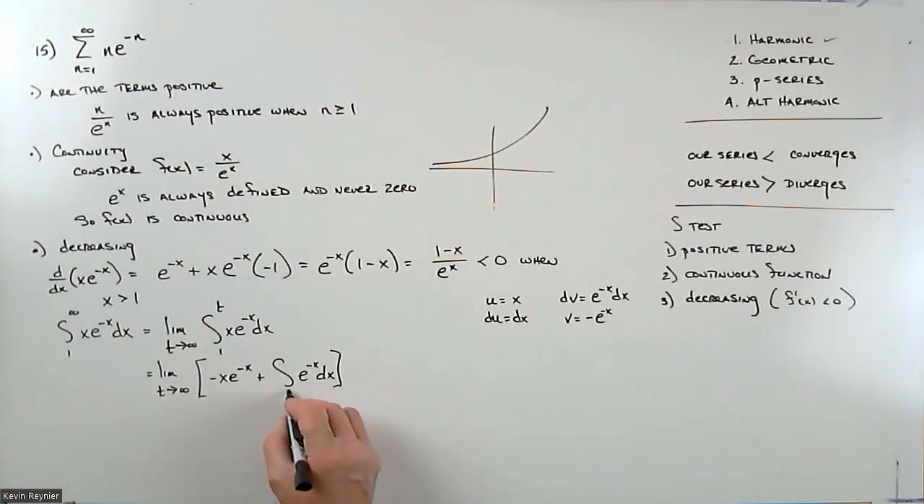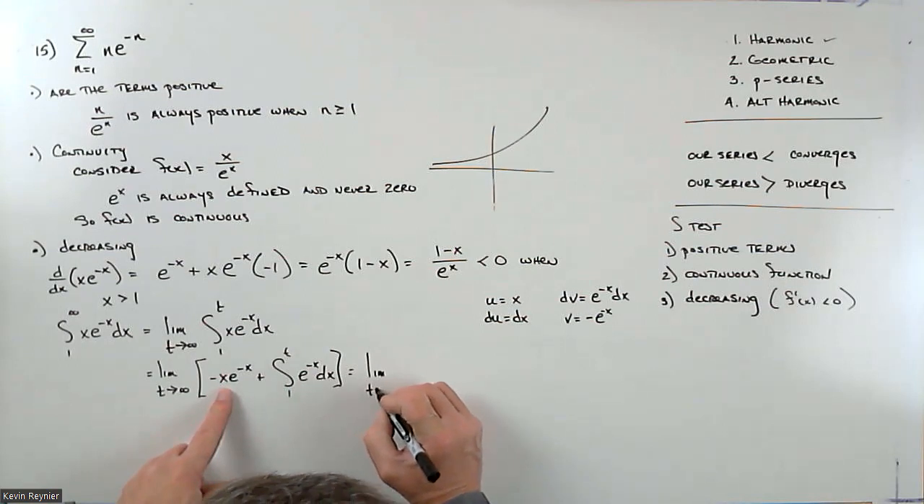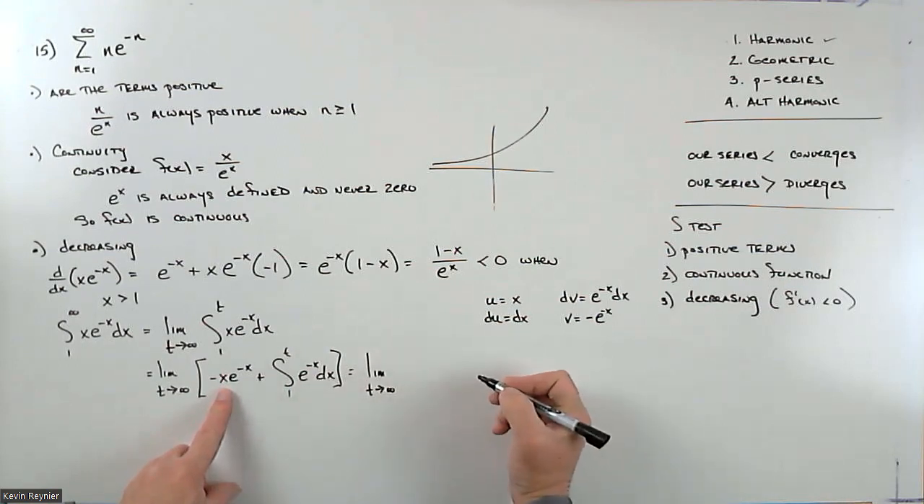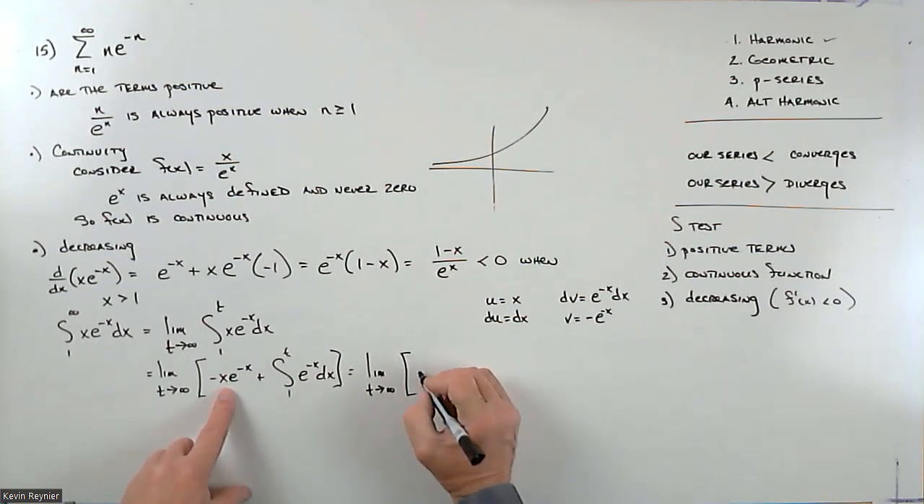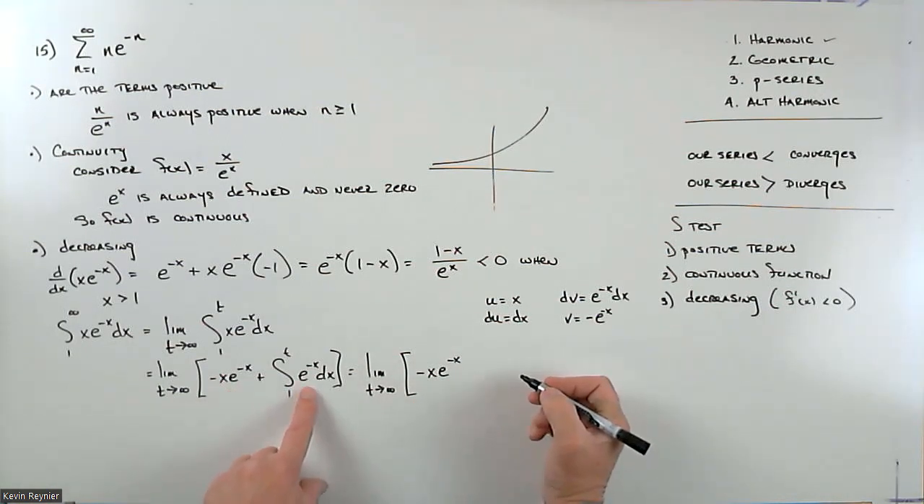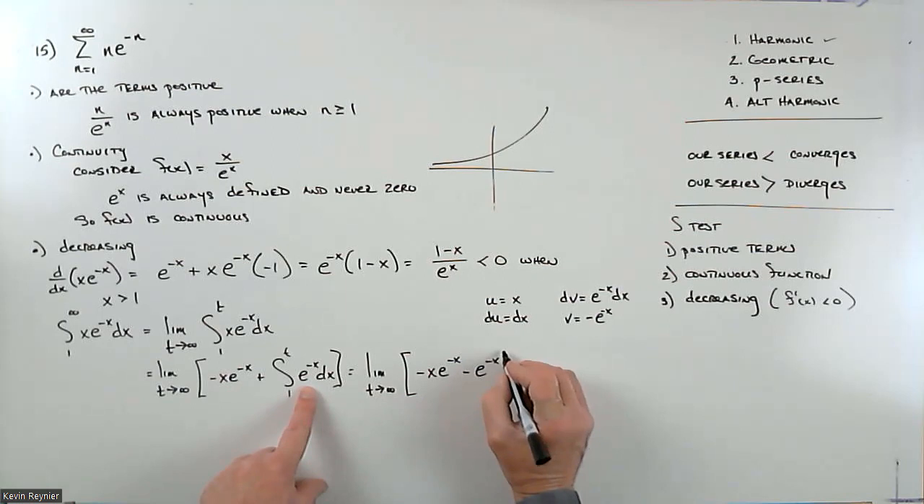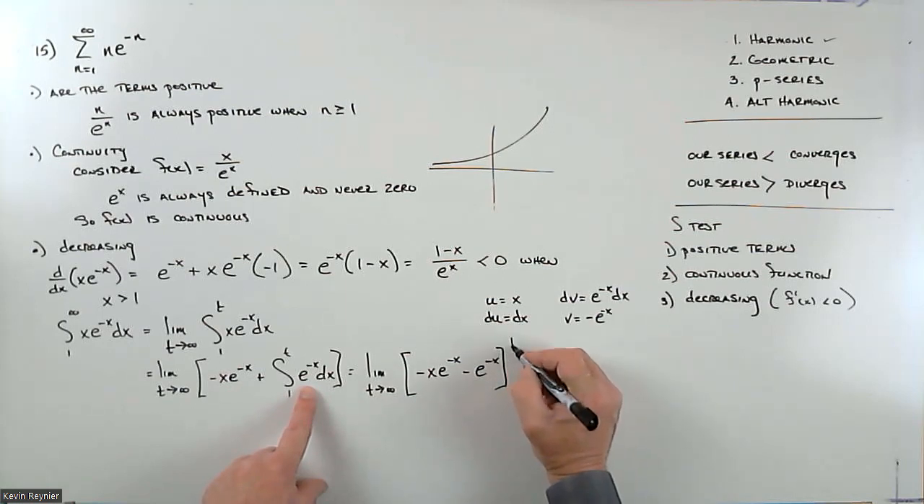Now this is evaluated between 1 and t. So what do we get here? Remember, we're taking the limit as t goes to infinity. Here we have minus x e to the minus x. Here we have the integral of e to the minus x, which is going to be minus e to the minus x. And we're going to evaluate that between 1 and t.